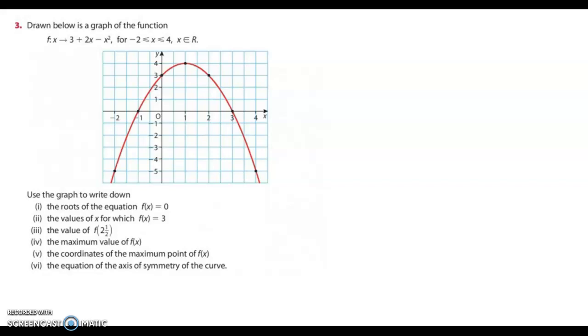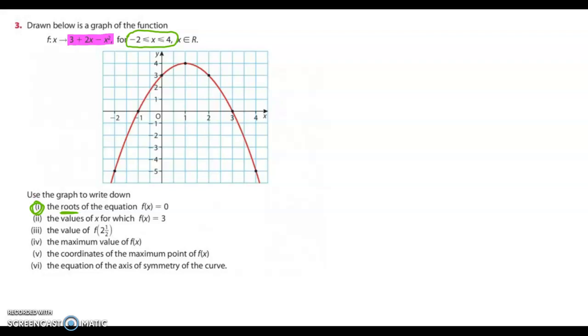Okay, so we're going to try a function question, and it says below is a graph of this particular function here, 3 plus 2x minus x squared, and it's drawn in the domain already from -2 to 4. So they've done all that work for you, and they've actually drawn the graph. There it is there. And the questions are as follows. Use the graph to write down the roots of the equation.